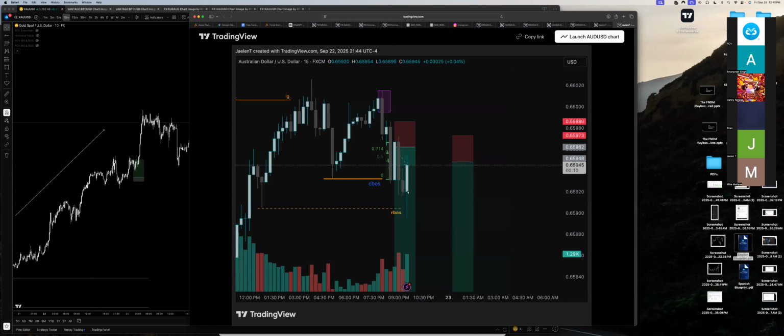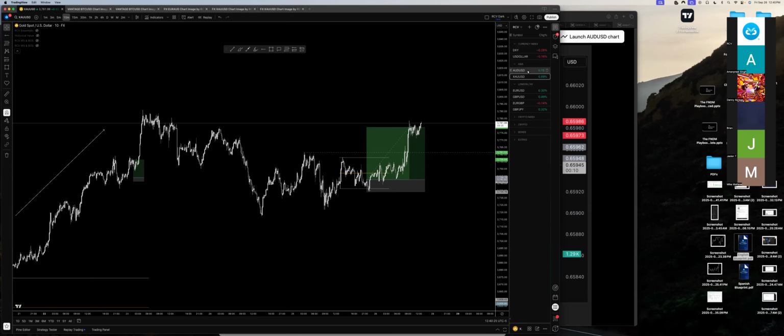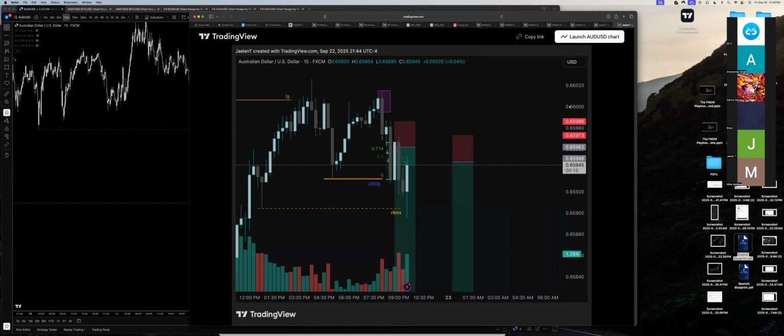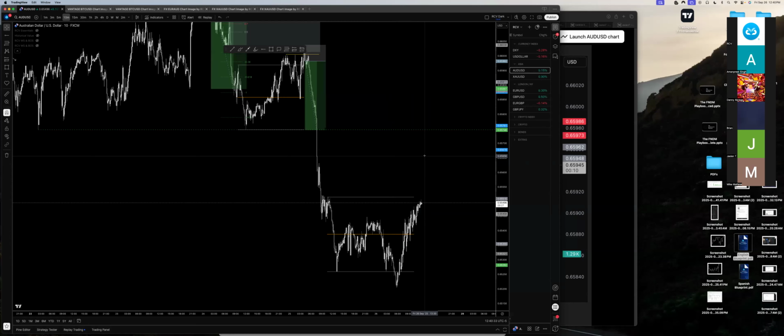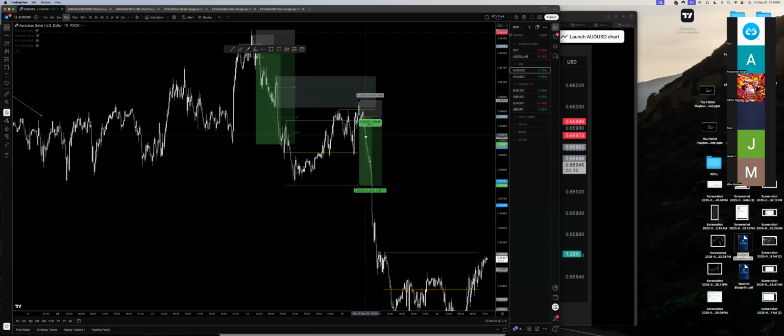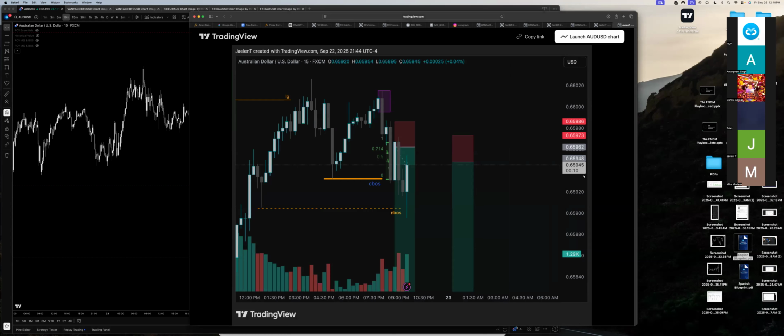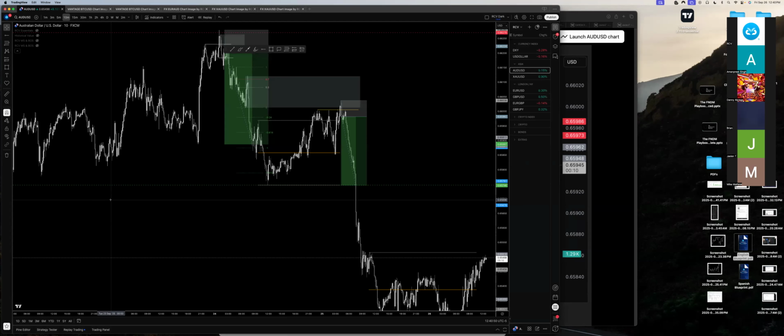So this ended up playing out, right? Where is it? 0.6594. Yeah, this definitely played out. That's somewhere around here. Am I mistaken? Looks like it to me. Yeah, so that ended up hitting.